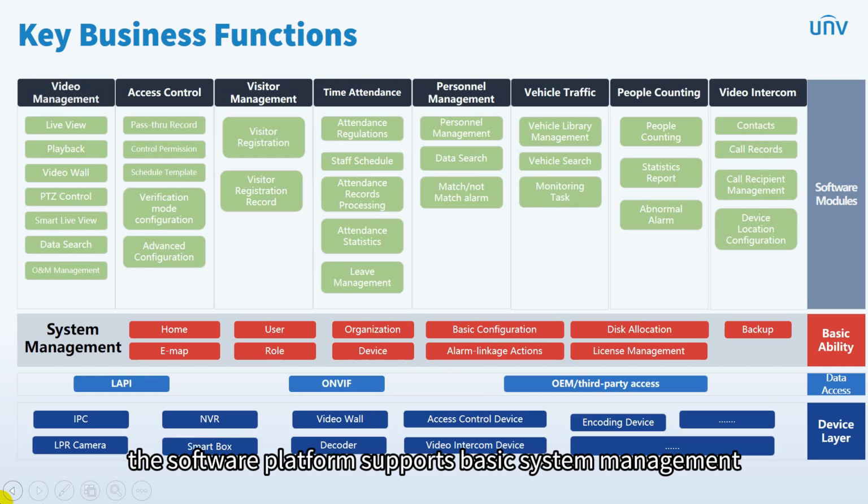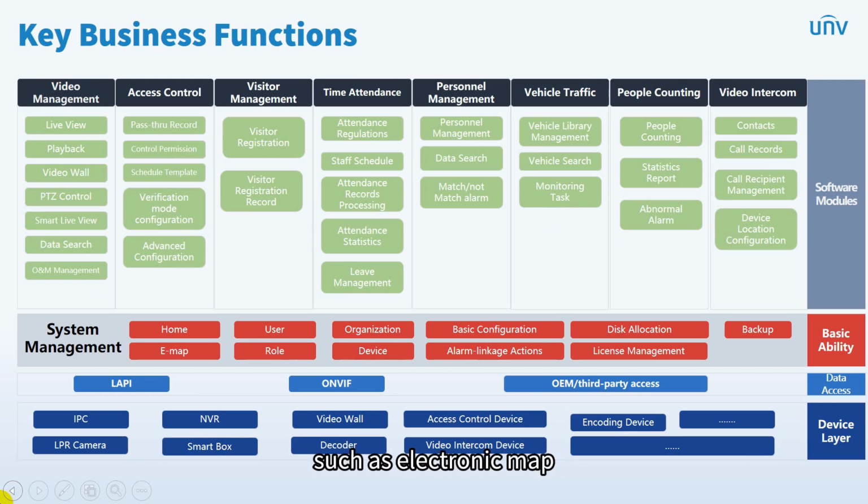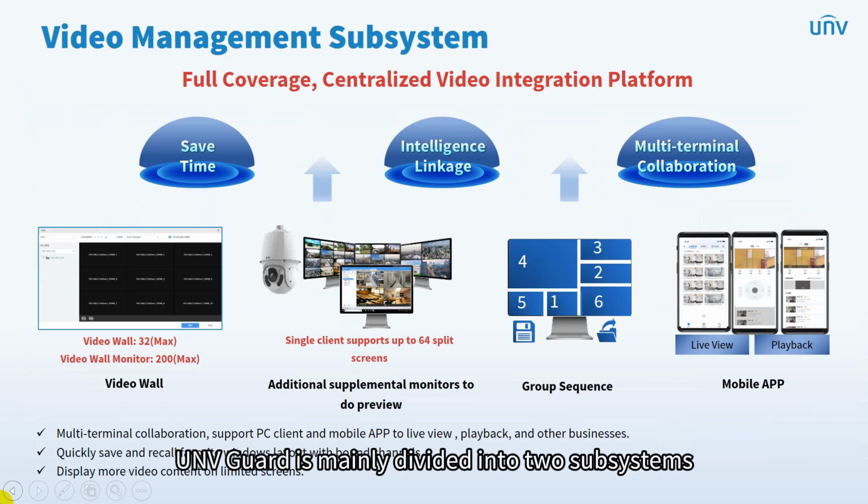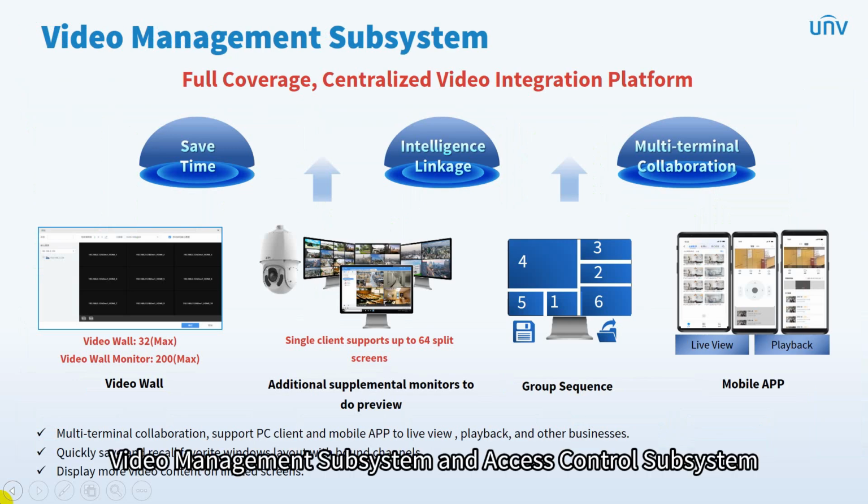Secondly, the software platform supports basic system management, such as electronic map, user management, equipment management, alarm management, basic function configuration, device authorization, backup management, etc. Finally, the software module supports the in-depth management of different subsystems and outputs of corresponding data retrieval and report statistics. UNV Guard is mainly divided into two subsystems: Video Management Subsystem and Access Control Subsystem.